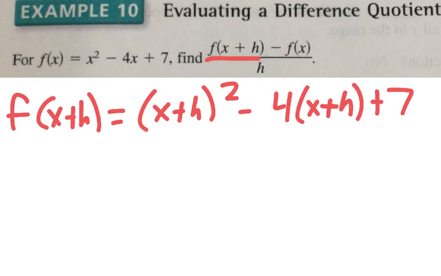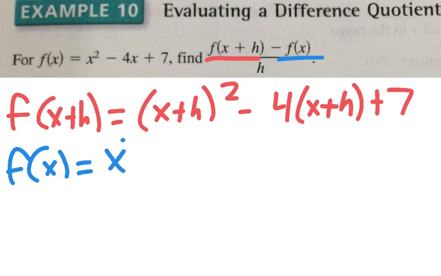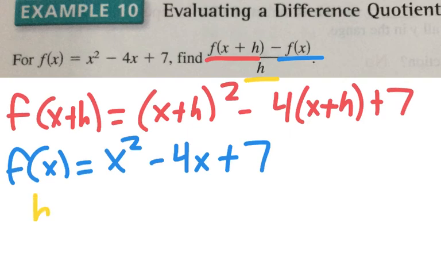Now, the next thing I must do, I must subtract f of x. So I'm going to write down what f of x is in blue. So what is f of x? X plus h. No. X squared minus 4x plus 7. It literally tells me what f of x is right here. I just copy it. That was pretty funny. So next, the only other part of my equation is the h. Well, guess what I'm going to put for h? I'm going to literally put h.